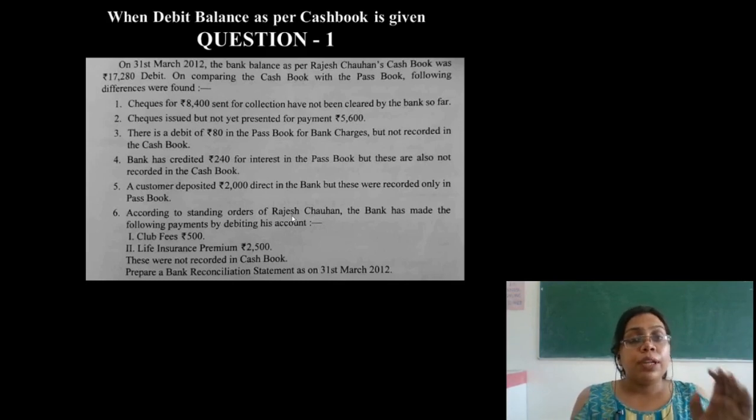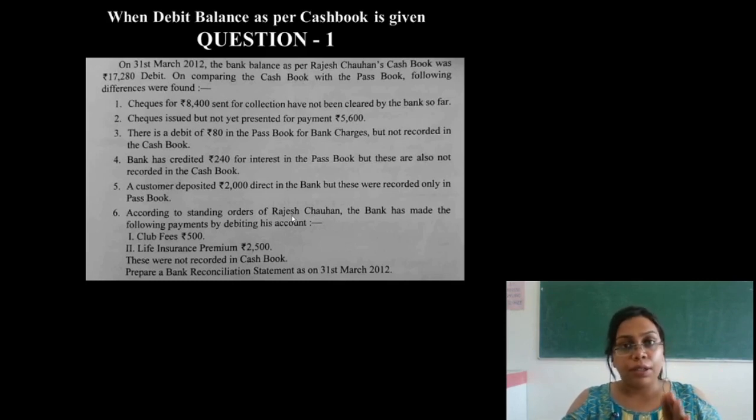So what we will do now, the bank has deducted the amounts 500 rupees and 2500 rupees from my account. This information is available in my passbook, because whenever the bank deducts an amount from my account, it will directly be available in my passbook. But it is not in my knowledge that 500 and 2500 have been deducted from my account.